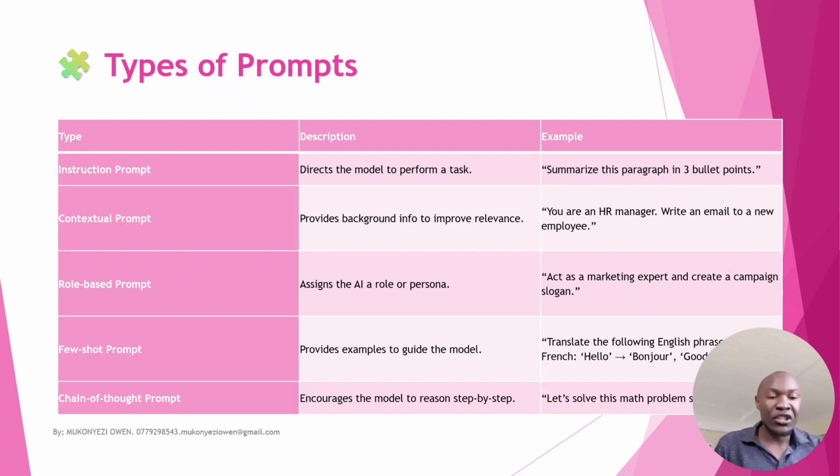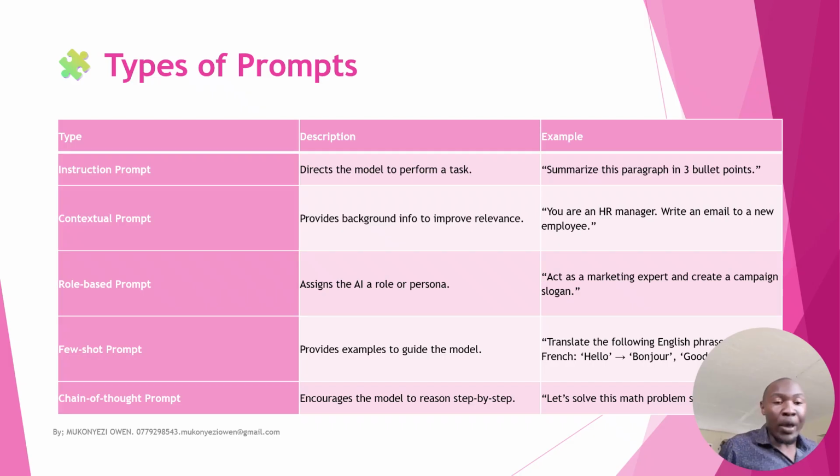We have contextual prompt. This provides background info to improve relevancy. You give a background. For example, you are an HR manager. You are giving a background to this generative AI. You want HR. So it will say, okay, I am the HR, so I'm writing an email to a new employee.